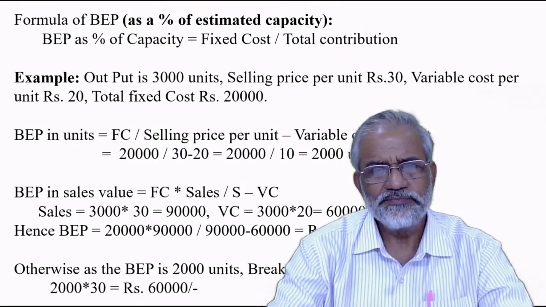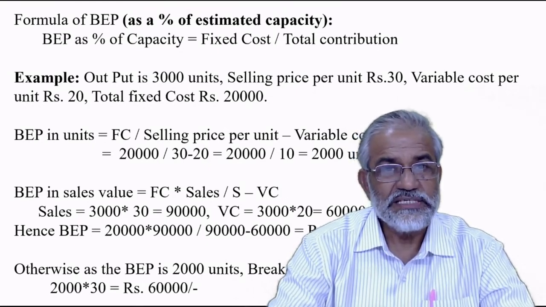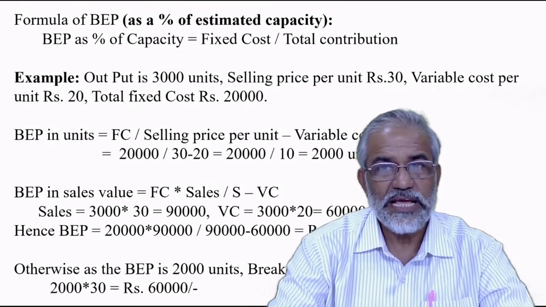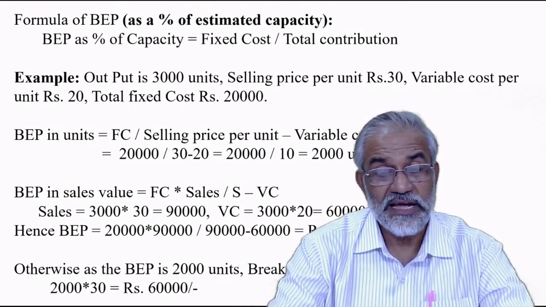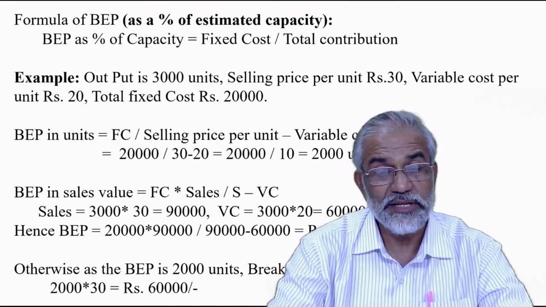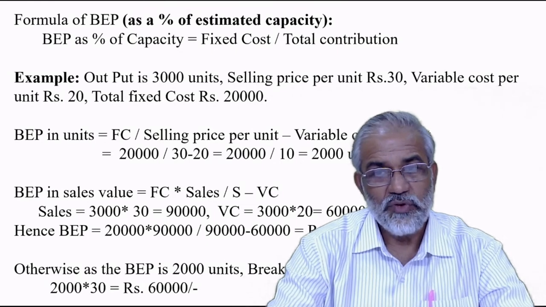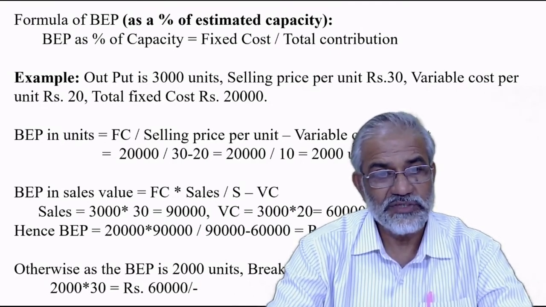It would be exactly similar to that of the revenue. Revenue is, when 2,000 units are produced, the selling price per unit is 30 rupees. So the total revenue would be 30 into 2,000. And the total cost would be, variable cost would be 20 into 2,000, and the fixed cost would be 20,000. When that is added, it would be exactly similar to that of the 60,000.